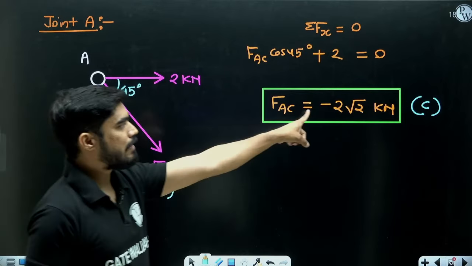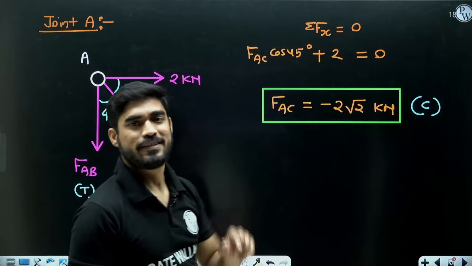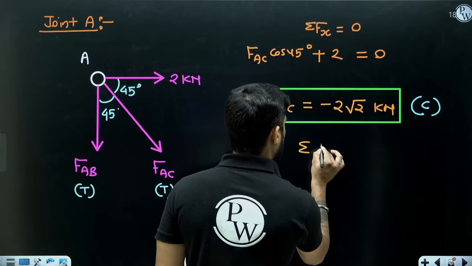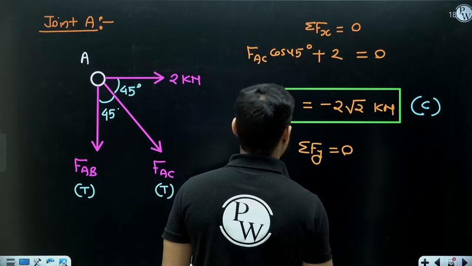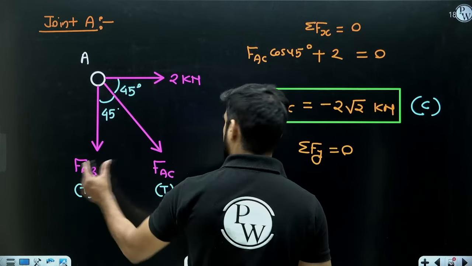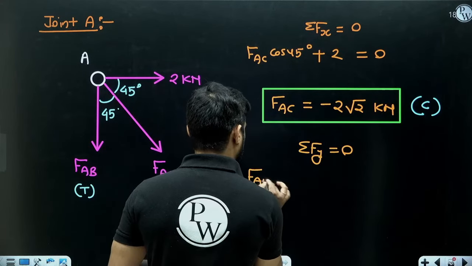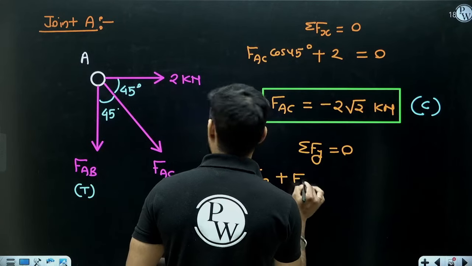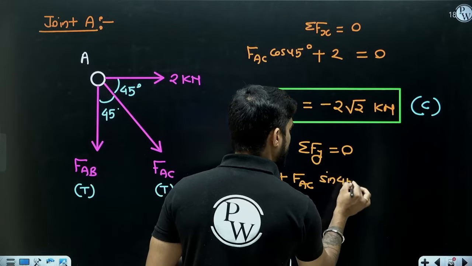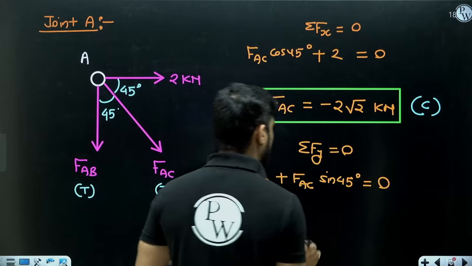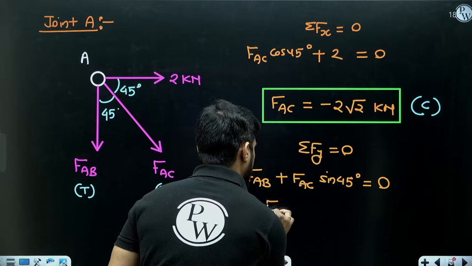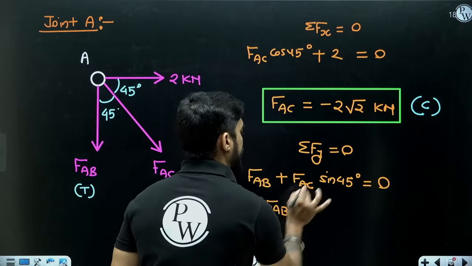But I am getting a negative answer, which means it is compressive. Now I will apply summation of Fy equal to 0. In summation of Fy equal to 0, in the y direction you have FAB and the cos or sine component of FAC. You can take sine or cos, it doesn't matter, because sine 45 and cos 45 are both the same. So here what you are going to get is FAB plus FAC sine 45.